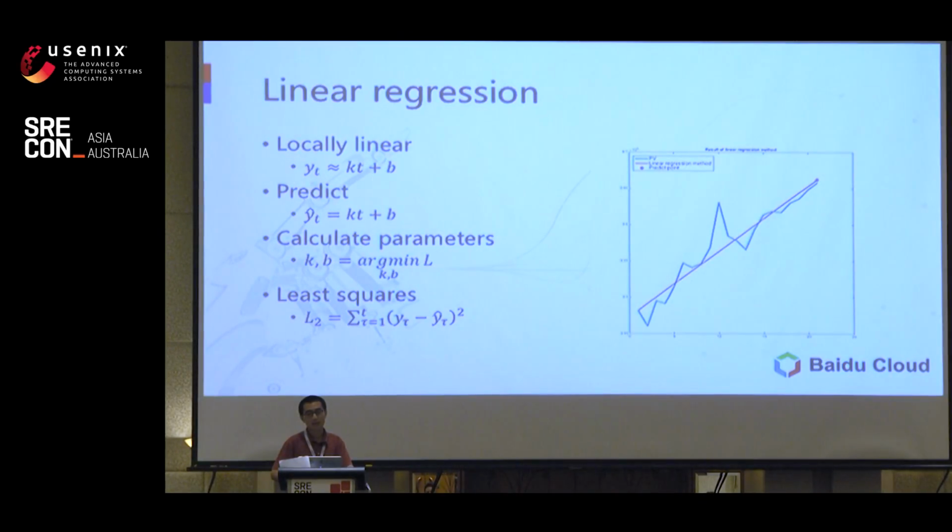To search for the best equation, linear regression introduces a loss function. The best equation parameters k and b should minimize the loss. The loss function is least squares, which is the sum of the squares of the residues.